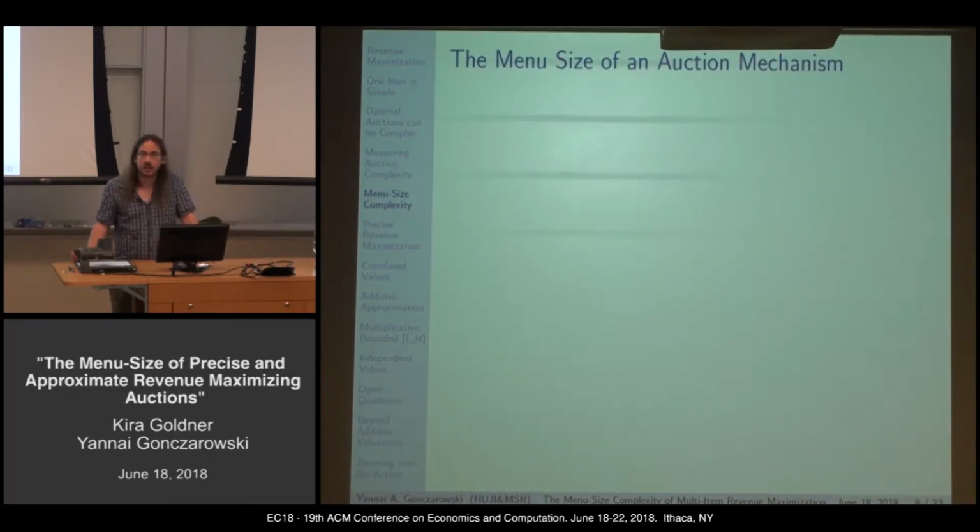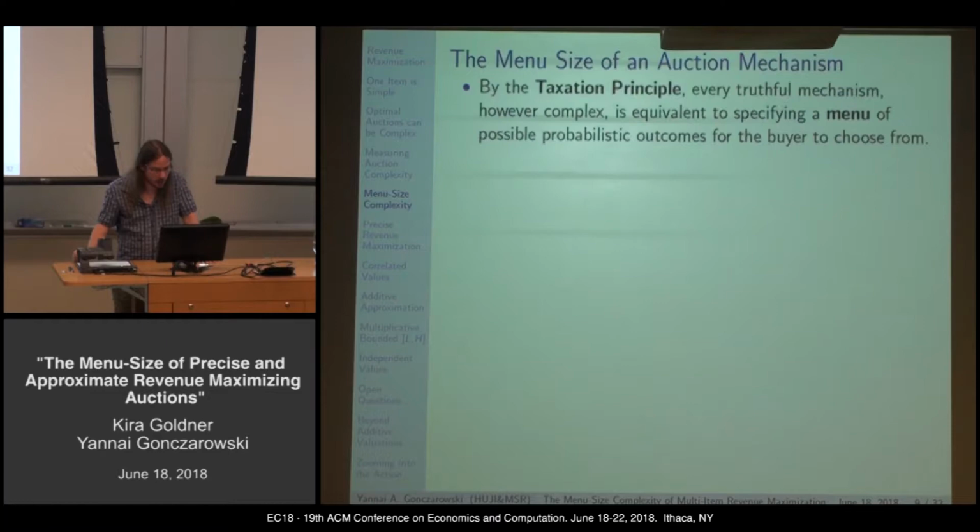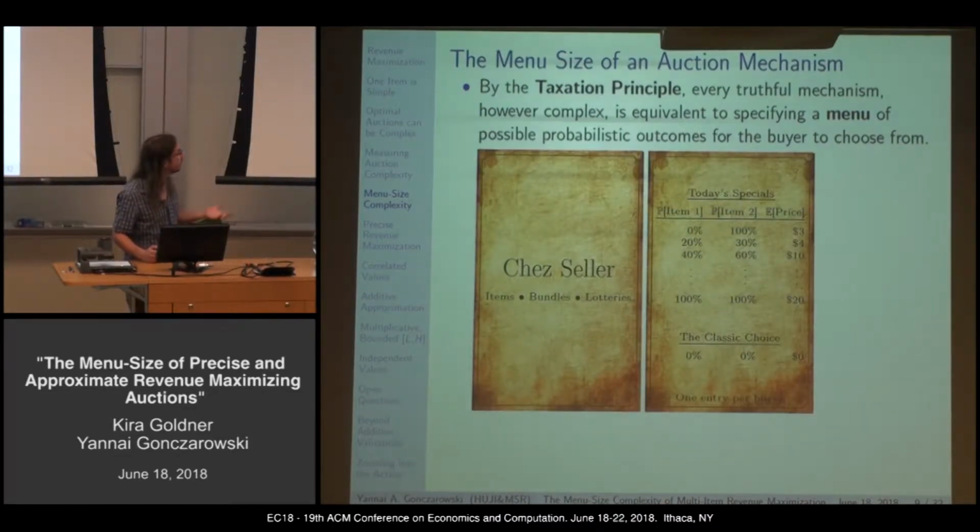So let's define finally what a menu size means. By the taxation principle, supposedly a buzzword in economics, though a few economists I've spoken to have kind of denied that. So at least the EC community thinks that this is a buzzword in economics at the very least. The taxation principle basically says something extremely simple, but extremely powerful. Every truthful mechanism, remember that we're talking about one buyer, however complex, is equivalent to specifying a menu of possible probabilistic outcomes for the buyer to choose from. So it's going to look like this.